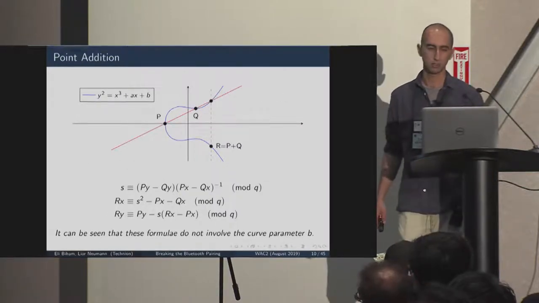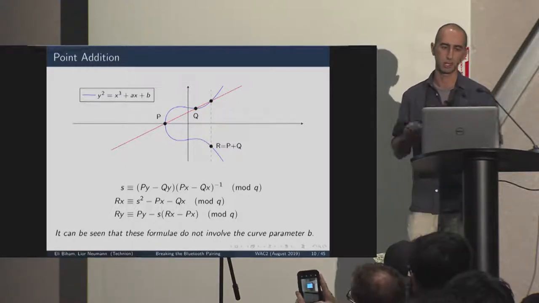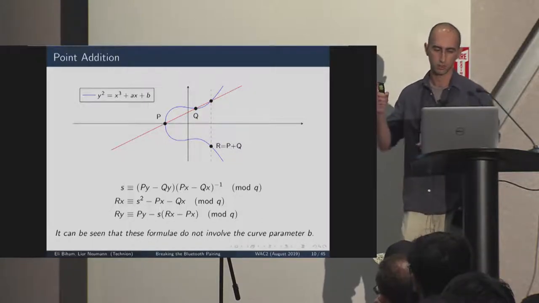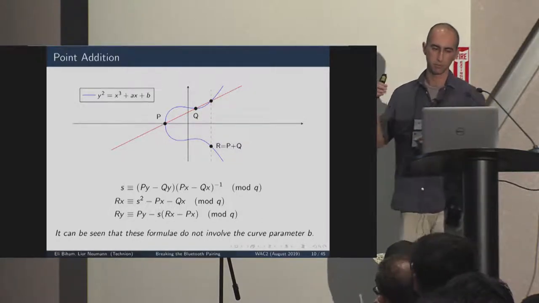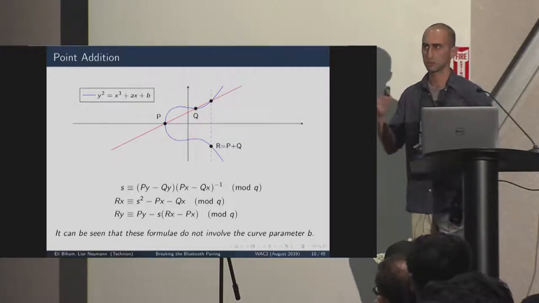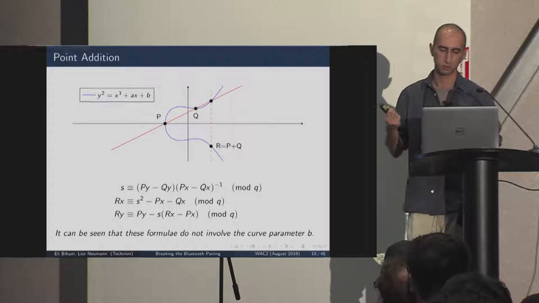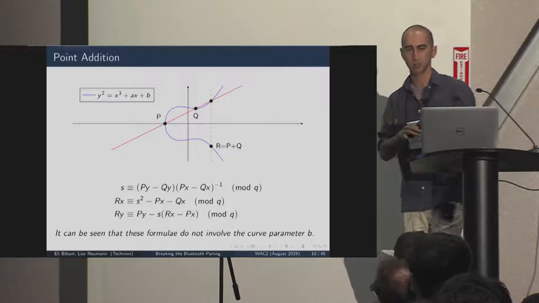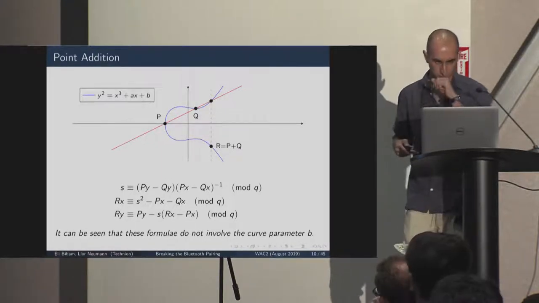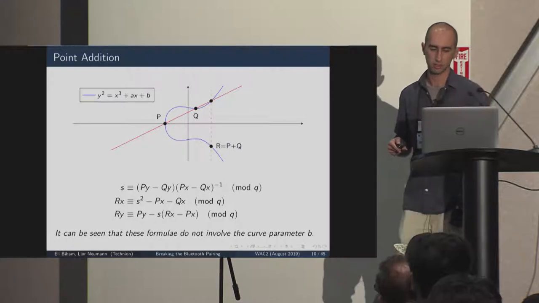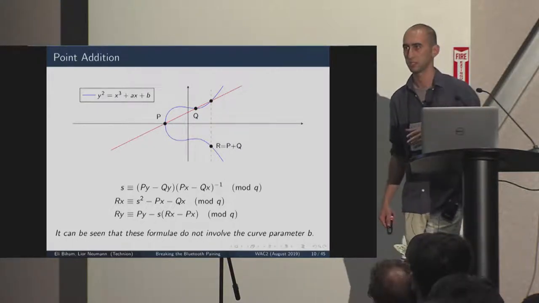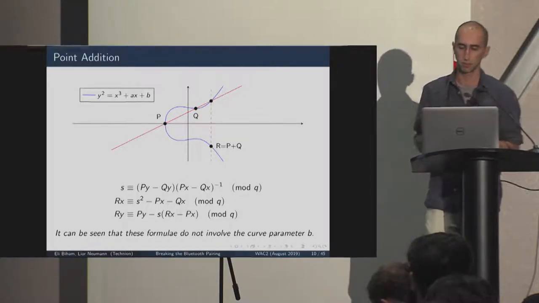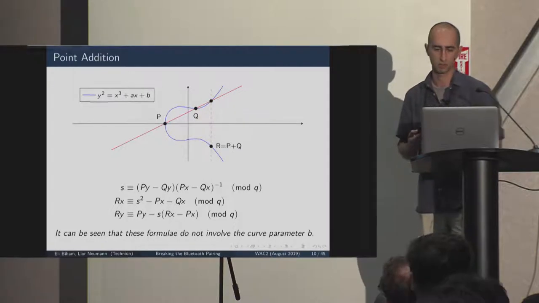And point addition, adding two different points, is done by taking the line that crosses both points, P and Q, finding the third intersection with the curve, and reflecting that point across the x-axis, getting the inverse of that point, and this will be the result of P plus Q. And you can see here one simple way to compute this formula. As you can see, this formula does not involve the curve parameter B. This means that you can compute all of this computation, find the result point, without even knowing what the B parameter of the curve is.